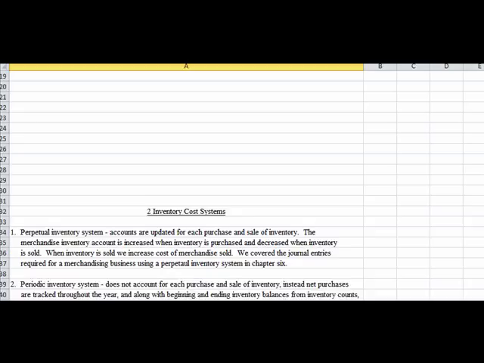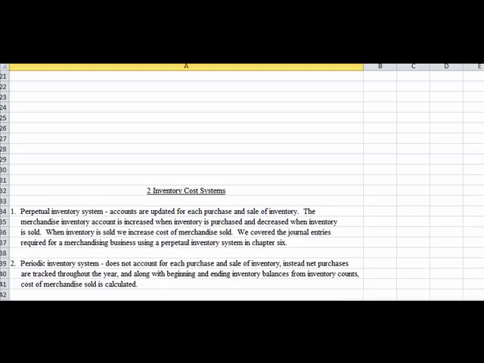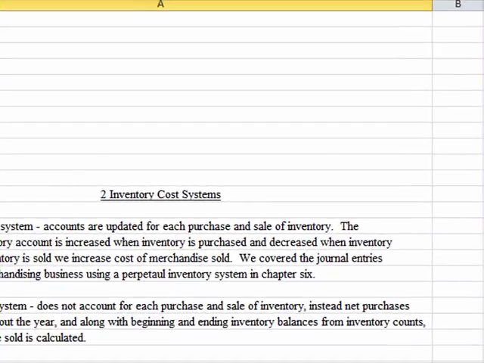Okay, you guys, we're now going to start Chapter 6, dealing specifically with inventory. And we're going to begin by talking about, we have two inventory cost systems. Now, I believe we mentioned those back in Chapter 5, but we're going to go into them in a little more detail here. Our two cost systems are a perpetual cost system, or perpetual inventory system, and a periodic inventory system.